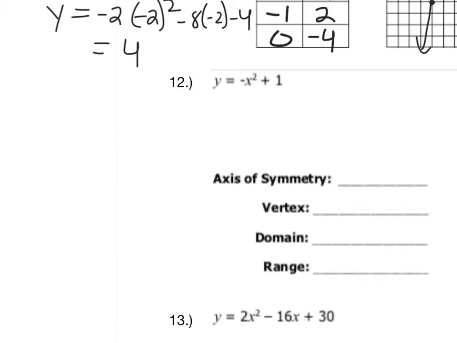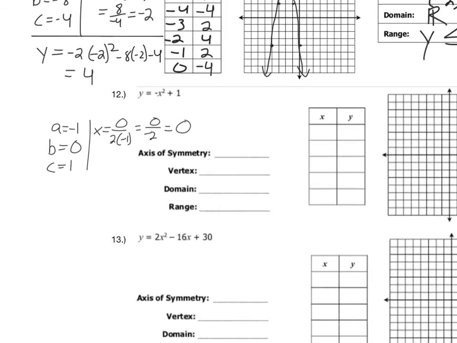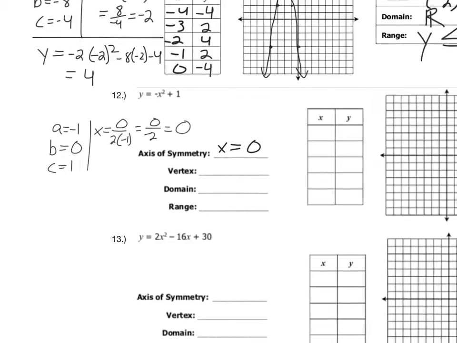Next, number 12. So A for number 12 is going to be -1. B is going to be not 1, but 0. And then C is what's going to be 1. So first we would find our axis of symmetry, which is going to be x equals negative b, which would just be 0, divided by 2 times negative 1. Well, 2 times negative 1 is negative 2, but that doesn't really matter, because 0 divided by negative 2 is 0. So your axis of symmetry is going to be x equals 0.